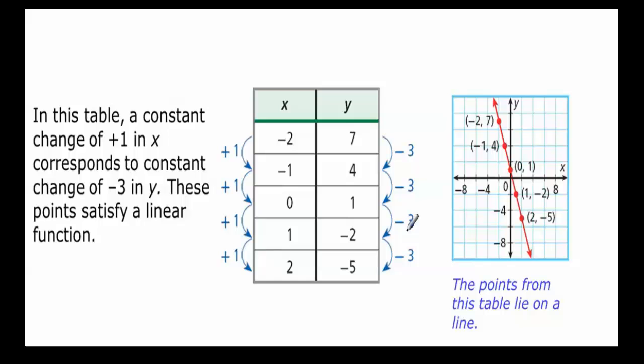You can see these points satisfy a linear function because we have a constant change in x that corresponds to a constant change in y. So it doesn't change. And you can see if we were to graph it and test it out, we see that each x value has a y value and that we have a straight line.